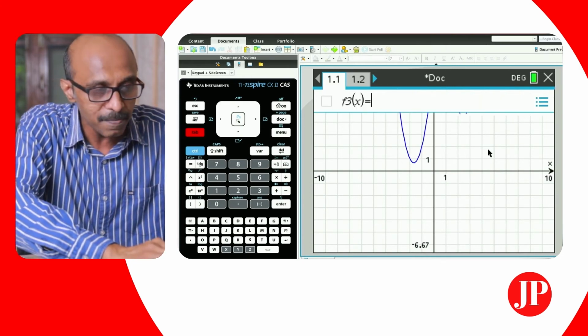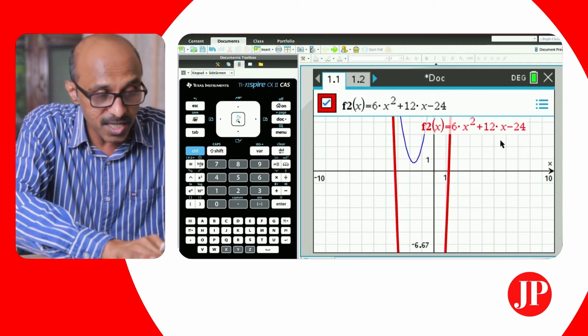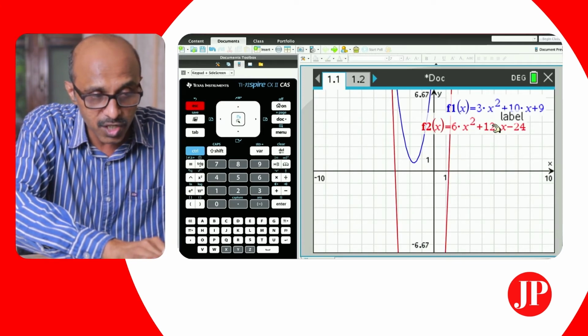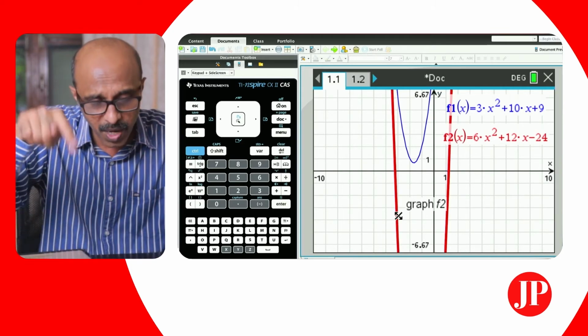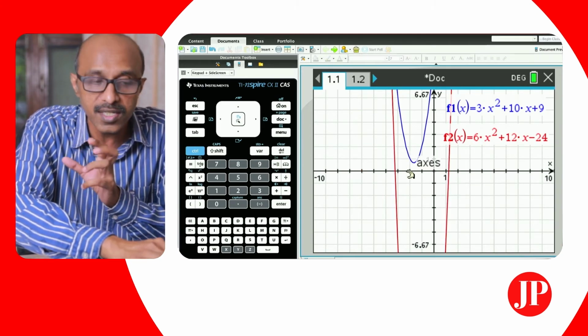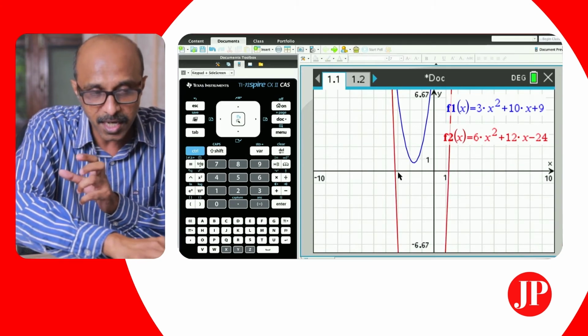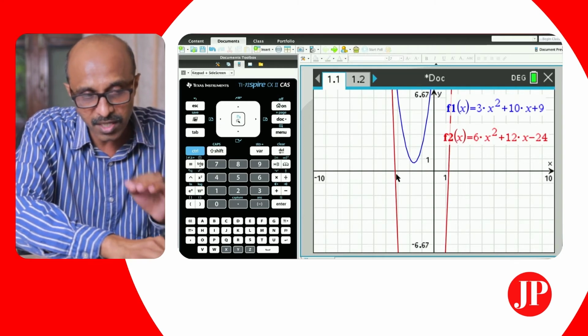So what we'll do is that I've already entered this second question. I'm just going to activate that. You can see that the red graph is our second question. We can't see the entire graph because the turning point is way below. If you want to see that, you can. But anyway, you can see the intercepts. We're more interested in the x-intercepts, where it cuts the x-axis in two different points. And this other graph, the first question, is not even touching the x-axis.